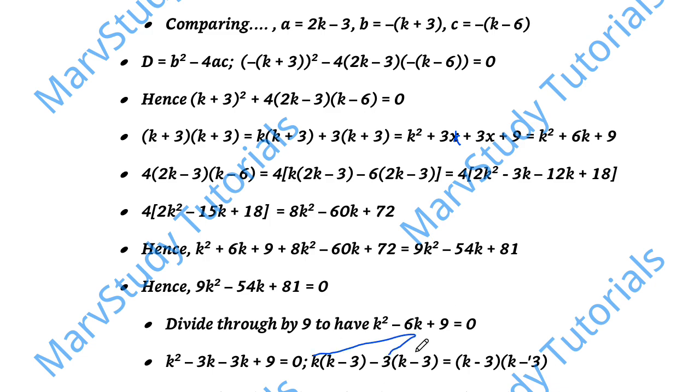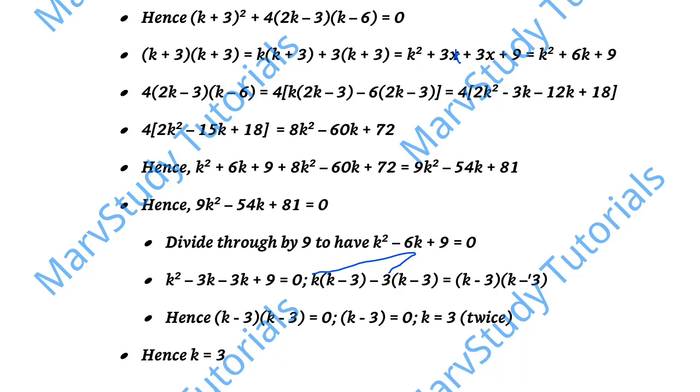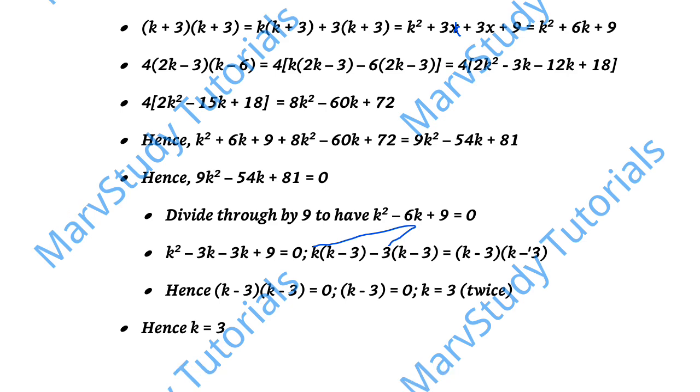So we then have (k − 3) times (k − 3) equal to 0. So then we could say that k − 3 equals 0 twice. Then −3 moves to the right-hand side of the equation, and then we can say that k is equal to 3 twice. So the value of k for which the line is tangent to the curve is when k is equal to 3.